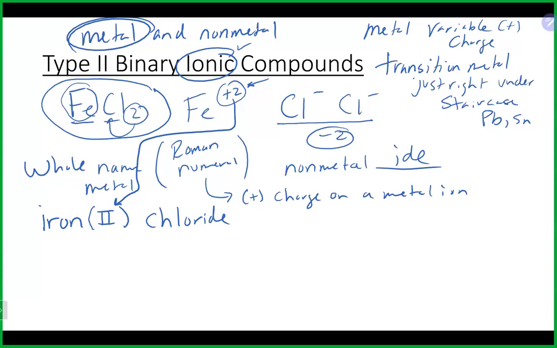Again, I could remember not to use a prefix here because what's in this compound? There is a metal, yeah? So metal, no prefix, yeah? So that's a good way to remember it. And that would be the proper name here, iron, Roman numeral 2, because the iron has a +2 charge, and chloride just like normal.